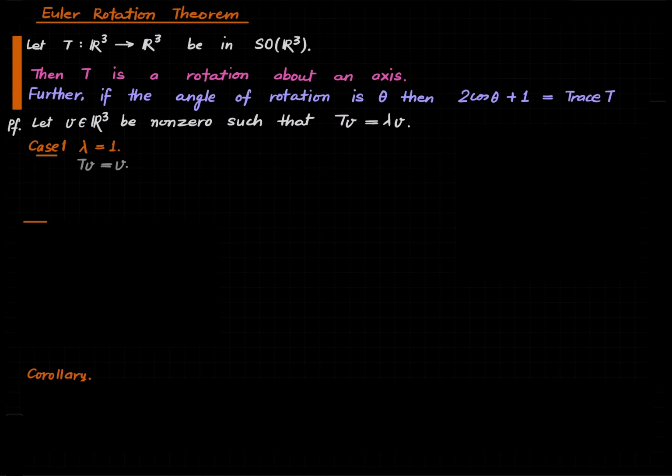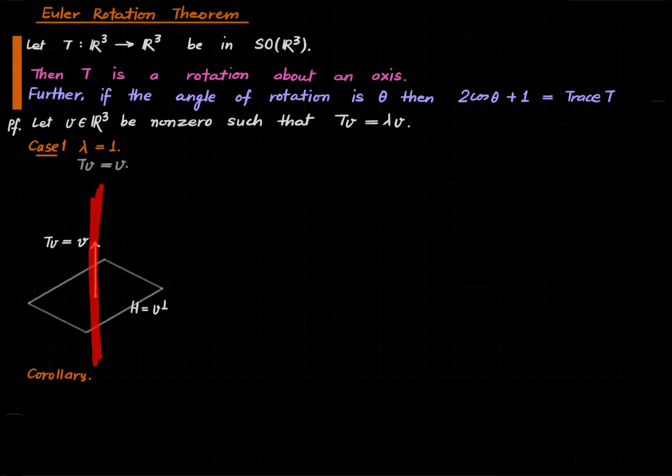If lambda is 1, then this equation is just saying that TV is equal to V, and one can draw a picture here. So this is V, and this is the hyperplane perpendicular to V. So the perp of V is this hyperplane H. Now, since determinant of T is 1, I want to claim that T restricted to H is a rotation. Even before we get there, since T is keeping this particular subspace invariant, and since T is an orthogonal transformation, it will also keep the perp of this subspace invariant. So this hyperplane is invariant under T.